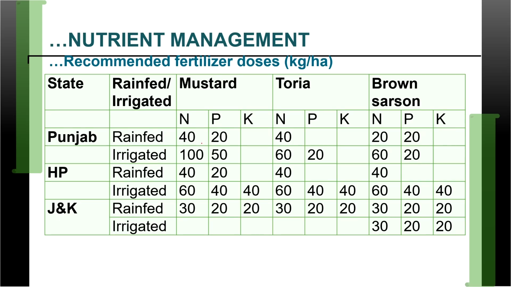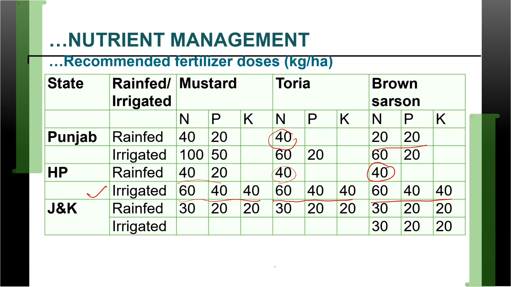Now for Punjab, 40, 20 for mustard, and for Toria it is only nitrogen 40. For brown sarso 20, 20. Similarly for Himachal Pradesh under rain-fed condition, mustard is 40, 20 and Toria is 40; only nitrogen is required in Himachal Pradesh. Similarly for brown sarso, just 40 kg nitrogen. If it is irrigated condition in Himachal Pradesh, then NPK is 60, 40, 40: 60 kilogram nitrogen, 40 kilogram P2O5 and 40 kilogram K2O. For Toria it is 60, 40, 40. For brown sarso 60, 40, 40.